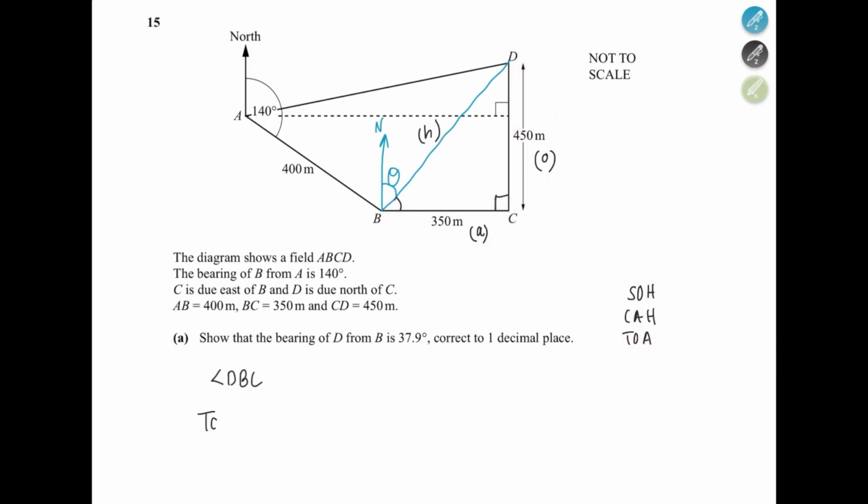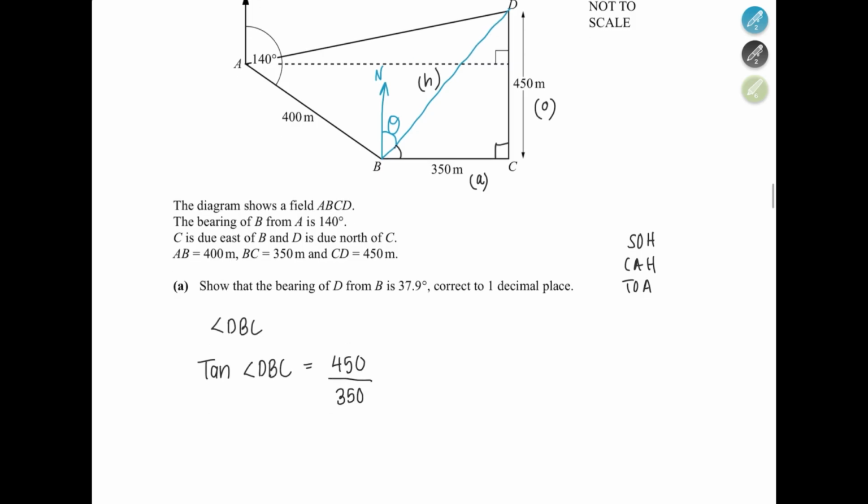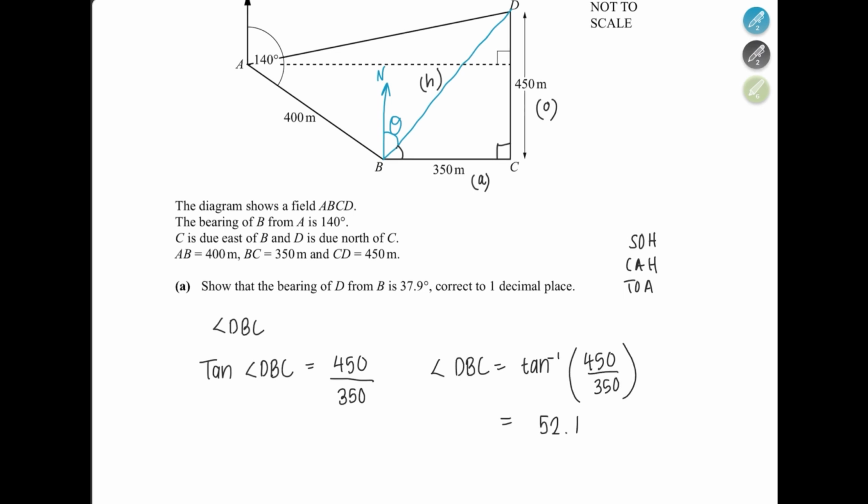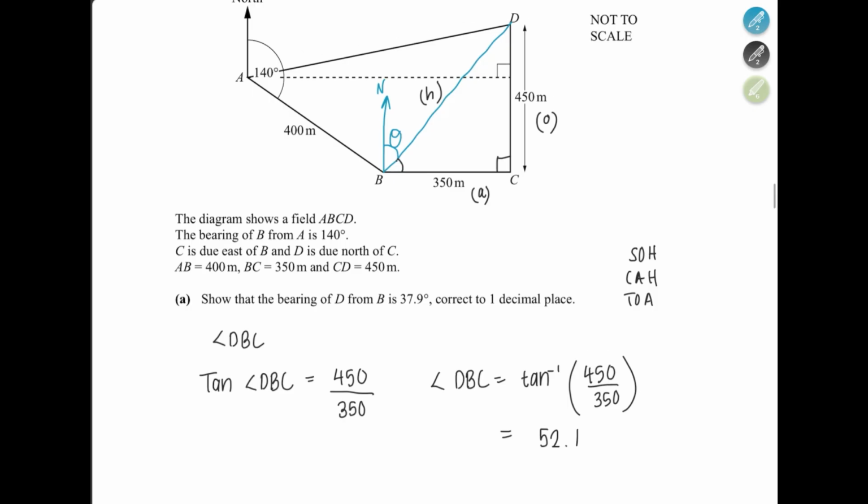Therefore tan angle DBC equals the opposite, which here is 450, divided by 350. So angle DBC equals tan inverse of 450 divided by 350. So angle DBC is 52.1.